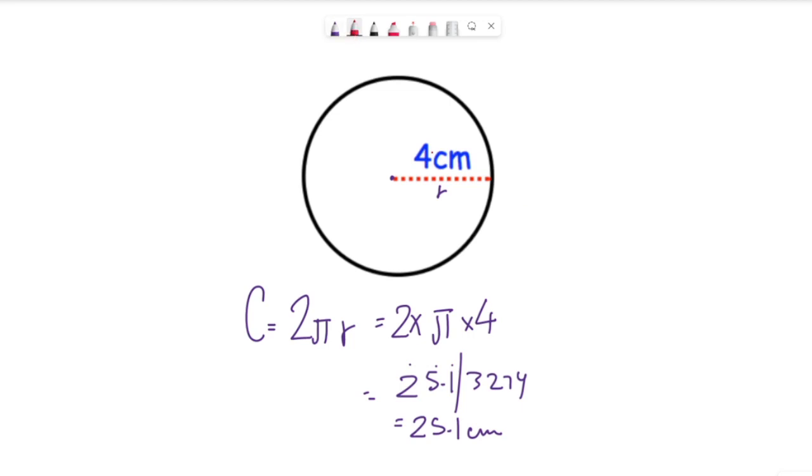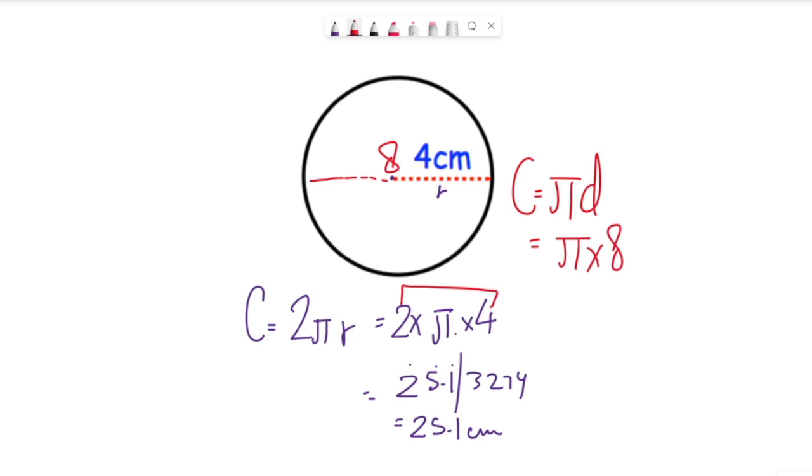Let's see how we'll use the other formula for it. To use the other formula, which is circumference is equal to pi d, radius is 4, so diameter will be 8, double of 4. So pi times 8. You can see we were actually doing the same thing here. 2 times 4 turns into 8, and then you multiply it with pi, and in the end you get the same answer. Even here you will get the same answer, which will be 25.1 centimeter. So they both are the same thing.